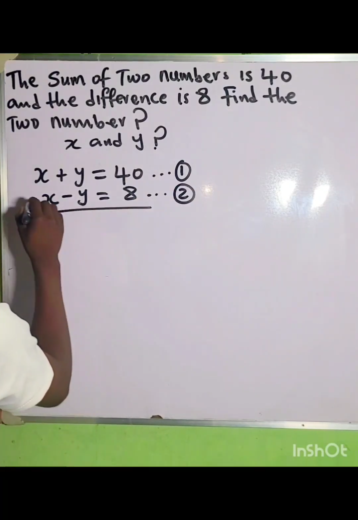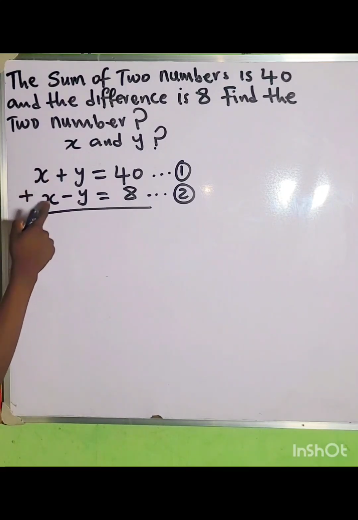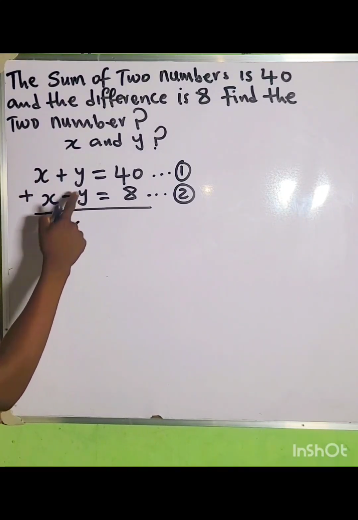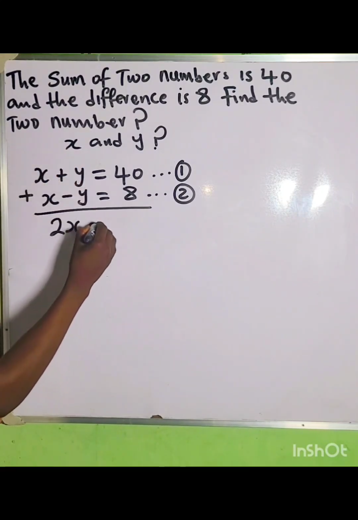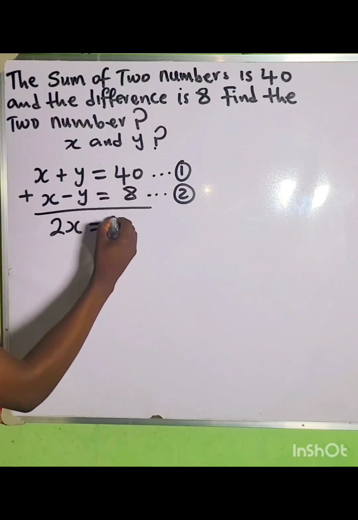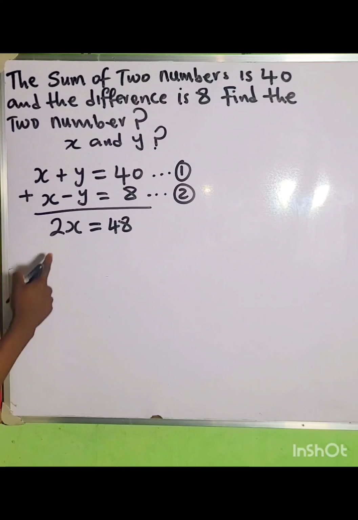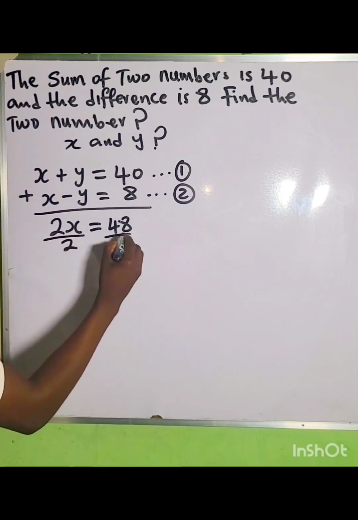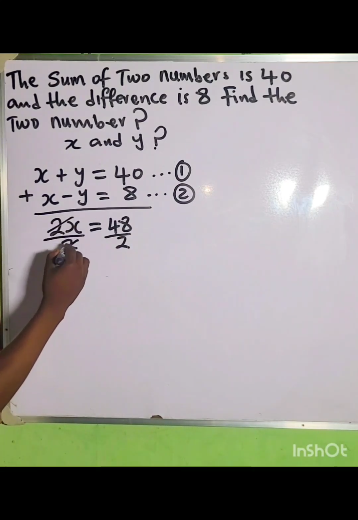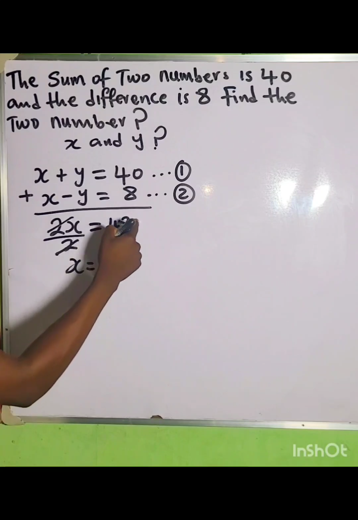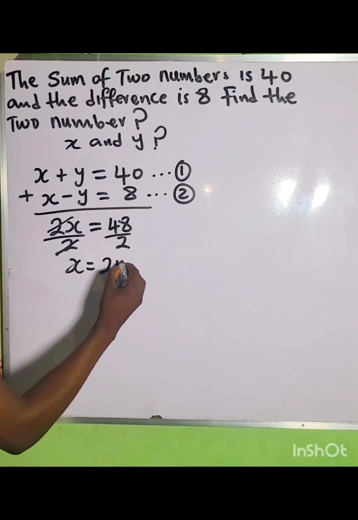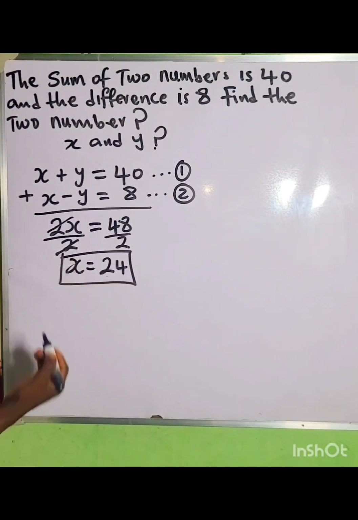Now what we're going to do is to add the two equations together. x plus x is going to give us 2x. Then y minus y is going to be 0, which is equal to 40 plus 8, which gives us 48. Now to get the value of x, we're going to divide both sides by this coefficient, which is 2. Then we do the same thing so that this 2 is going to cancel the 2. x will be equal to 48 divided by 2, which gives us 24. So the value of x is going to be 24.